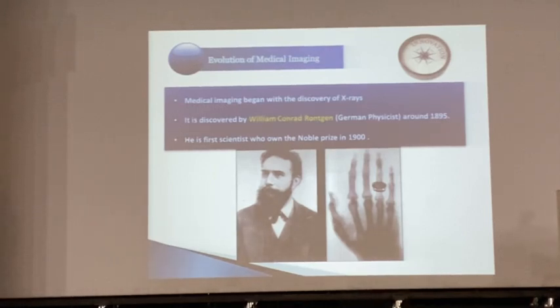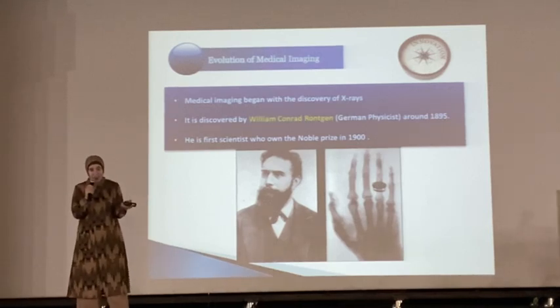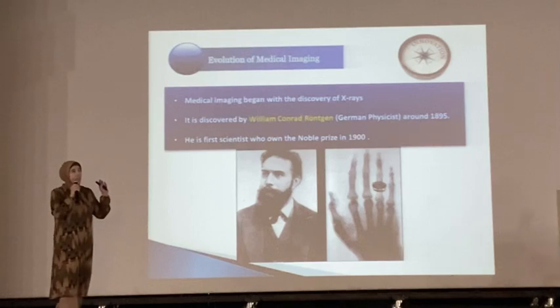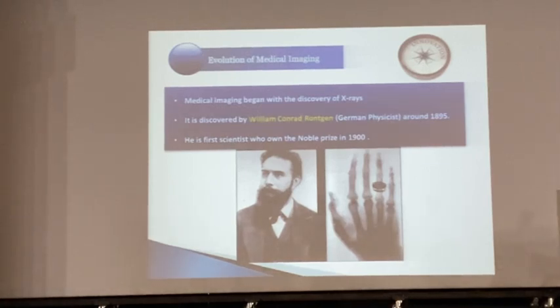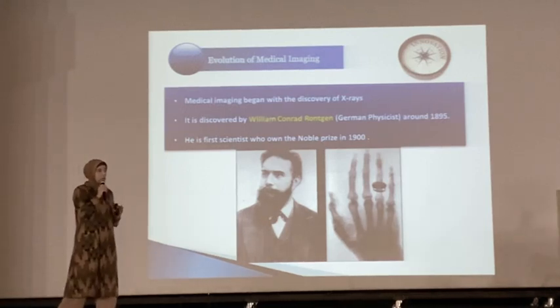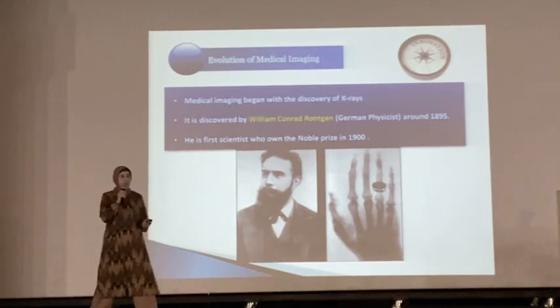That's called X, for unknown things. He aimed to detect the source, and the source was unknown at the time. That's why it is called the X-ray. X-ray. Okay? And this is the first image, of his wife. Why is it called X? Because the source was unknown at that time.